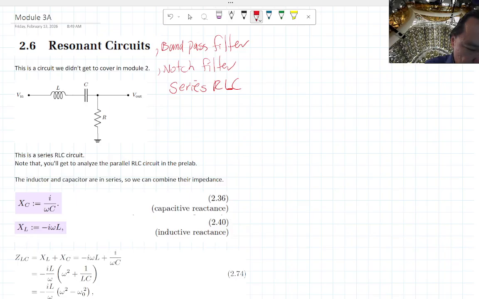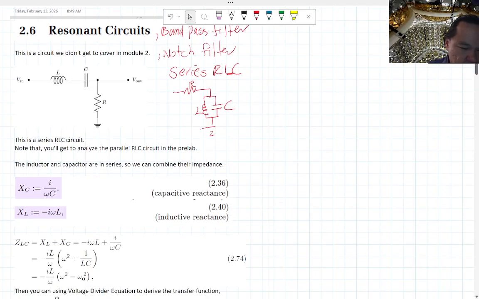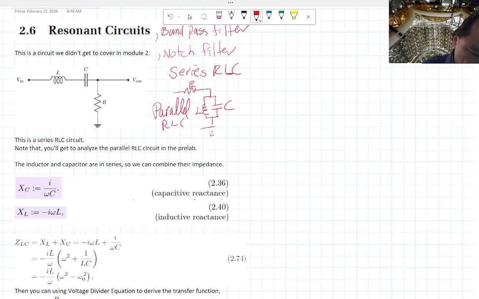What you will do in the homework is the parallel version of it, where you have the resistor first, and the L and the C are parallel to each other instead. They'll have similar behavior, but not the same. So anything we derive in this section will only be valid for the series version of the RLC circuit. And what you'll do in the homework is the parallel RLC circuit. That's what you get to do, and I'll do the series version.